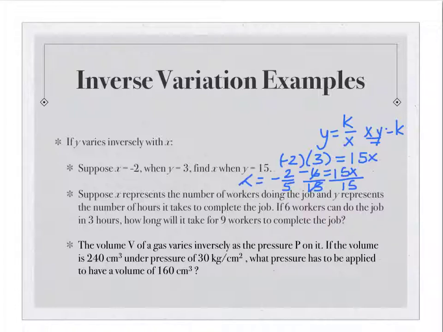Oh, X. There we go. So noticing that as Y got larger, X got a great deal smaller in absolute value. All right, suppose X represents the number of workers doing the job and Y represents the number of hours it takes to complete the job.